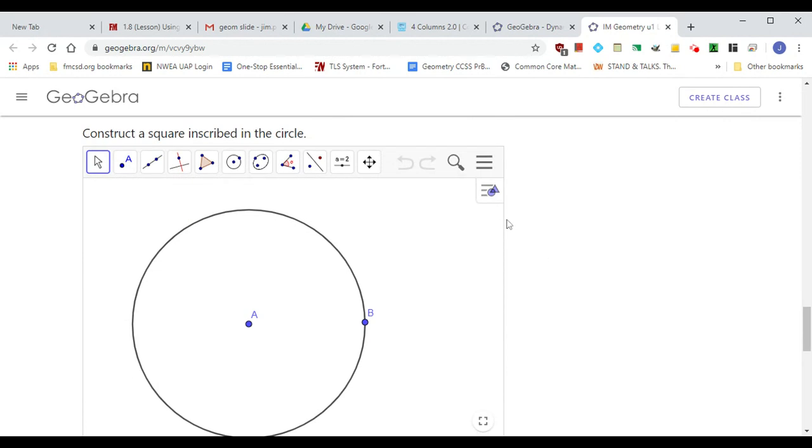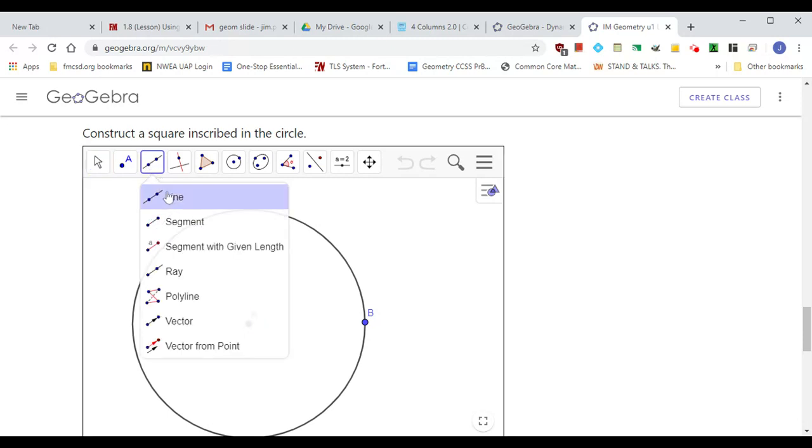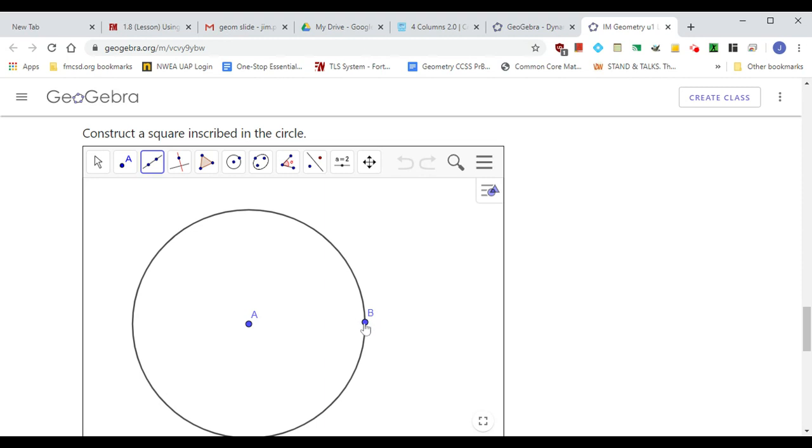We're going to do inscribe. Circle inside of a square inscribed in a circle. That's pretty easy. That's not too bad to do. I'll go ahead and use point B. I'm going to draw the line through B and A. Identify the point where that line hits over here.